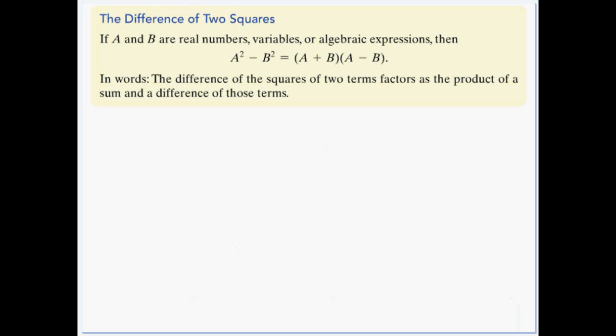Now, difference of two squares. If a and b are real numbers and variables or algebraic expressions, then a squared minus b squared can always be broken down into an a plus b and an a minus b. Notice there's no middle term in there. Since we FOIL this out, here we would have a negative ab, and the inners would be a positive ab, so they're going to cancel. And it says, in words, the difference of two squares of two terms factors as the product of a sum and a difference of those terms.